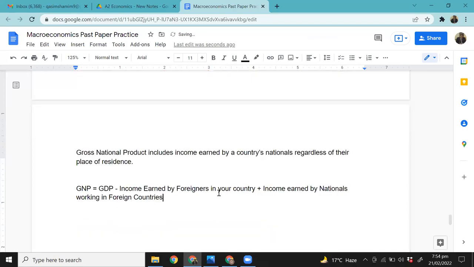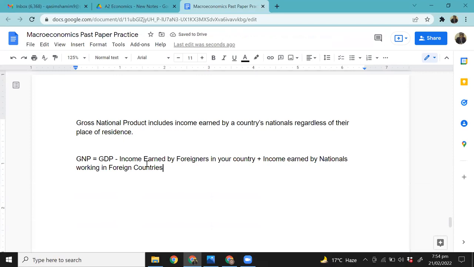So GNP, how do we calculate GNP from GDP? From GDP, first of all, you'll subtract the income that foreigners earned in your country, plus income earned by nationals working in foreign countries. Is that making sense? Investment in stock exchange comes into GNP, gross national product. Okay, so think about this.